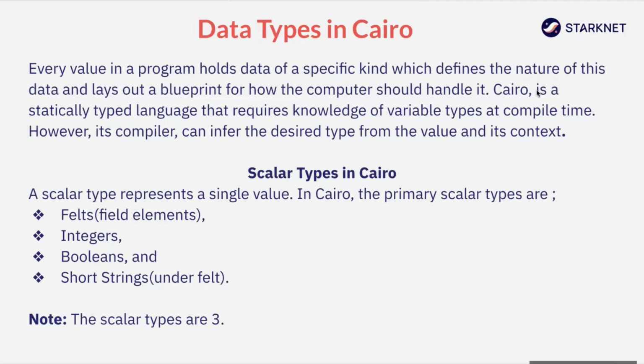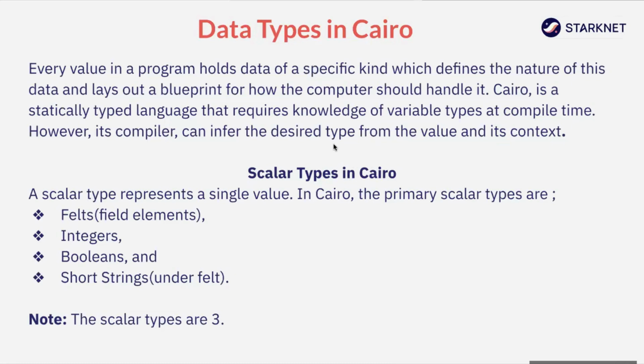So Cairo is a statically typed language, which means for every variable that you're declaring, you also have to declare its data type, so that the compiler knows the kind of data, the type, at compile time. However, sometimes this only deals with felt252, but we're going to get into that. The compiler can infer the desired type from its value and its context.